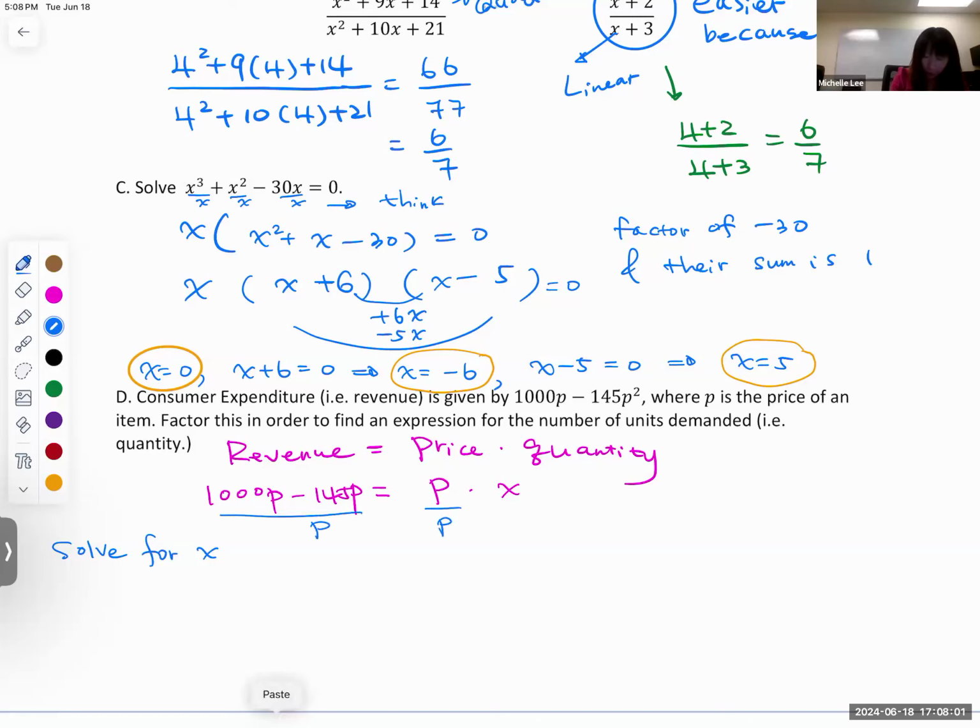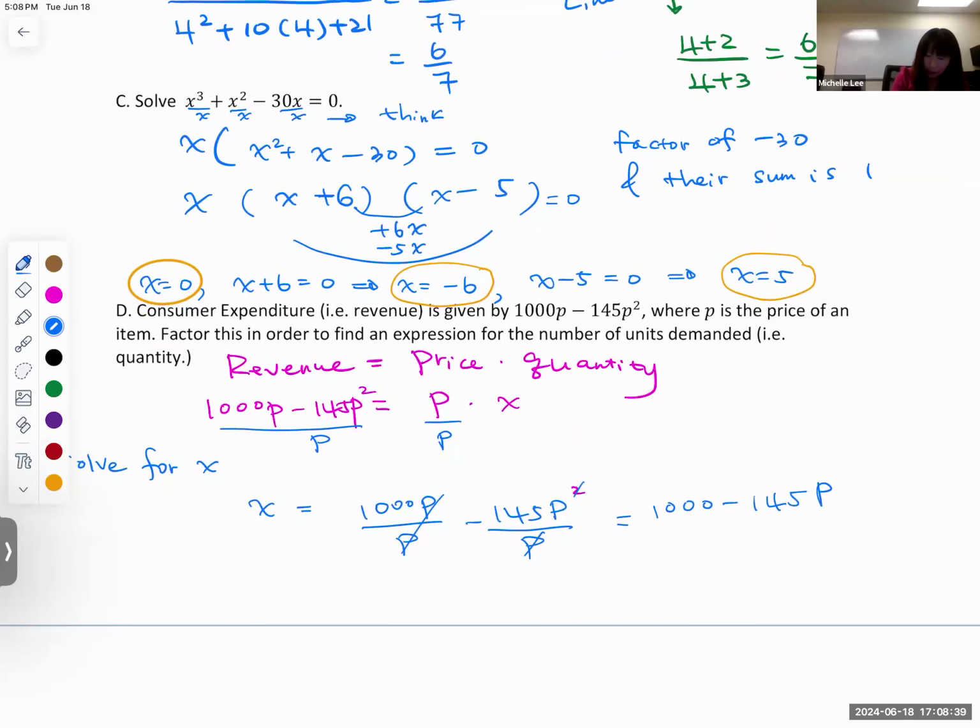Divide by p on both sides. So x equal to 1000p over p minus 140p squared over p. Then there will be 1000 minus, oh, missing something, squared. So we get 1000 minus 140p.